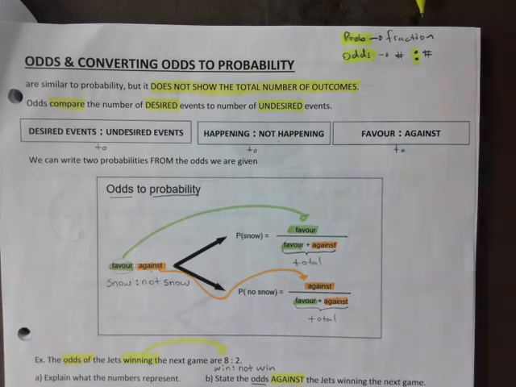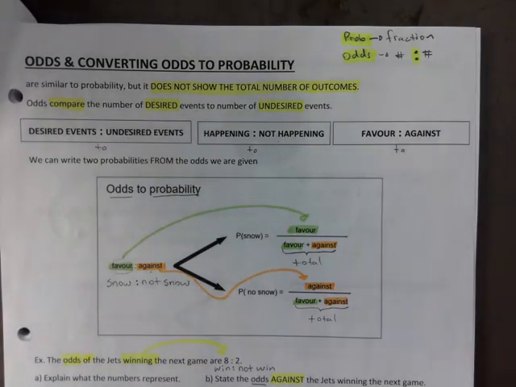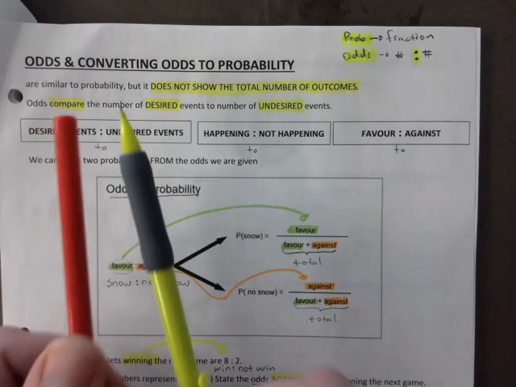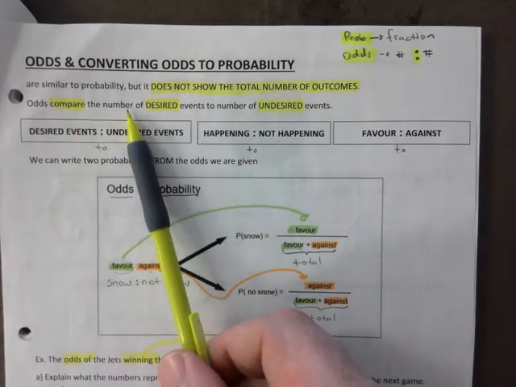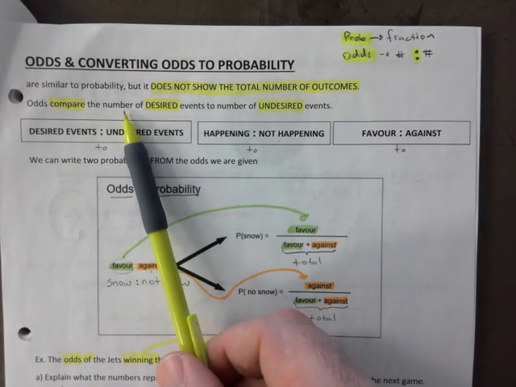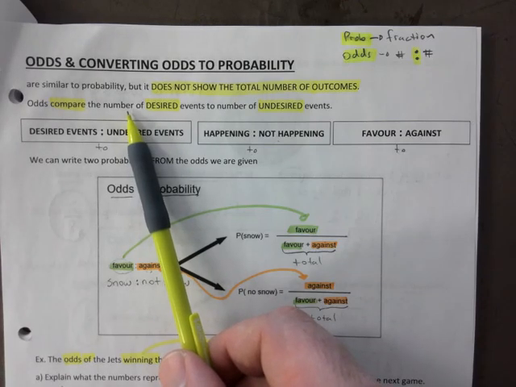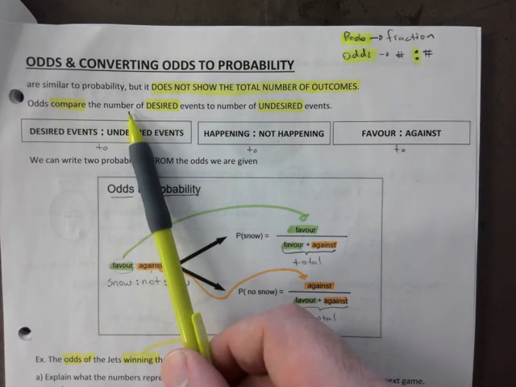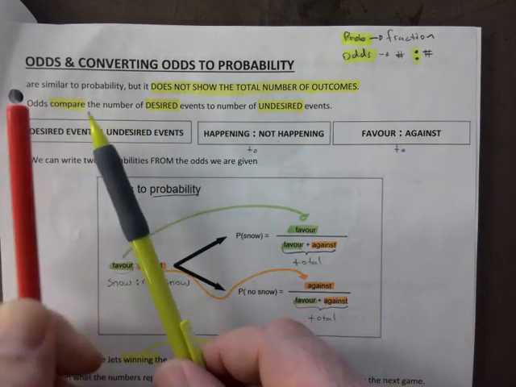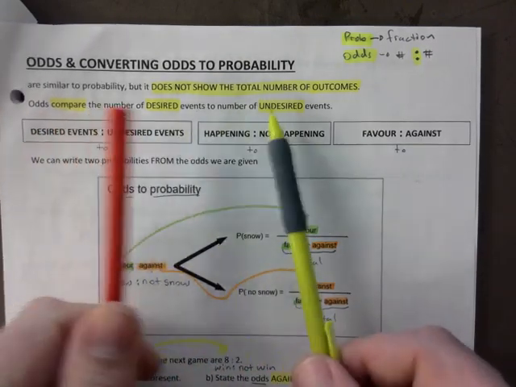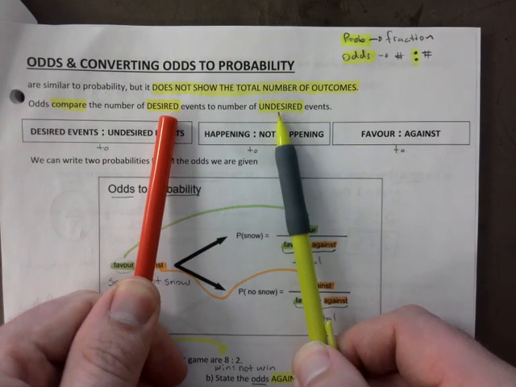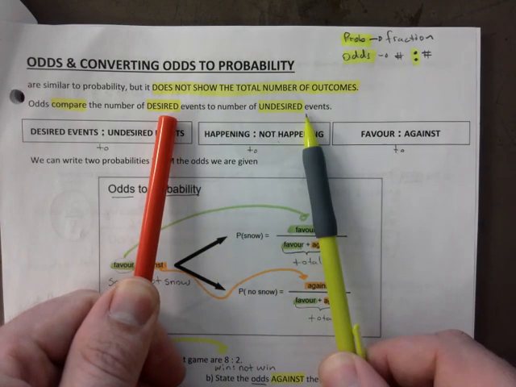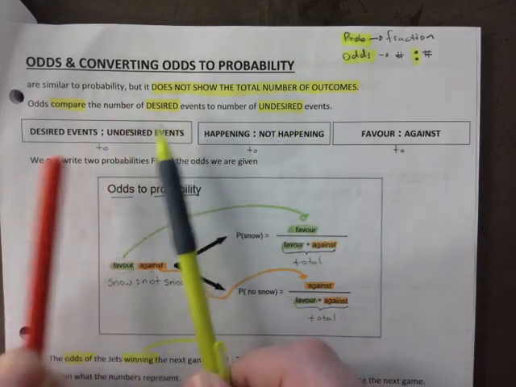Make sure you remember that. Odds need to be stated. There needs to be the word of, for, or against. So it's saying the odds of this happening or the odds against this happening. So we compare desired and undesired events. We don't have a total here. I know I'm going to repeat myself, but it doesn't hurt.